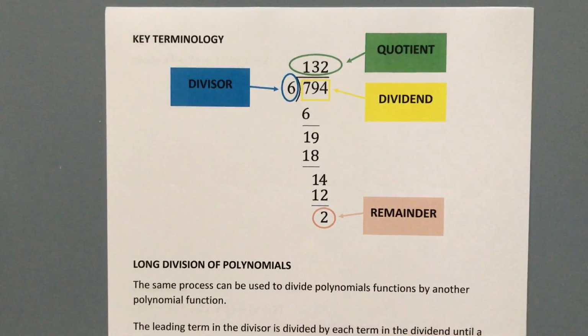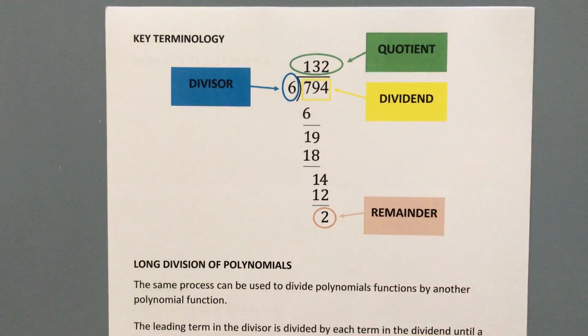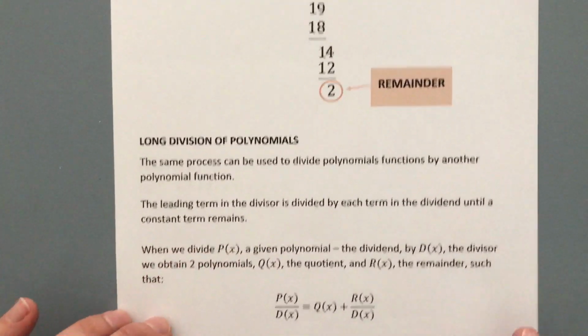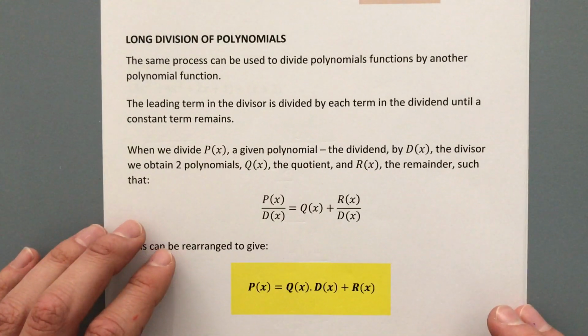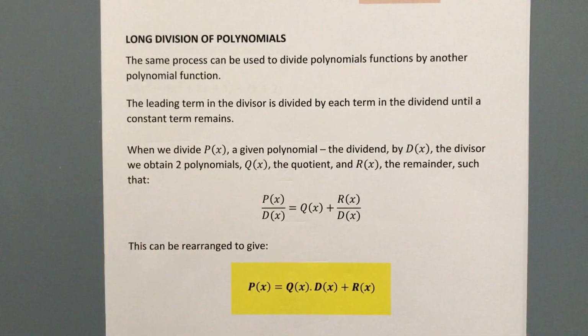We're going to be referring to those terms in terms of polynomials. So you have the dividend polynomial, the quotient polynomial, the remainder polynomial, and the divisor polynomial. You will need to know what those things do and why they are called what they are. Applying this process to long division of polynomials, the same process can be used to divide polynomial functions by another polynomial function. The leading term in the divisor is divided by each term in the dividend until a constant term remains.